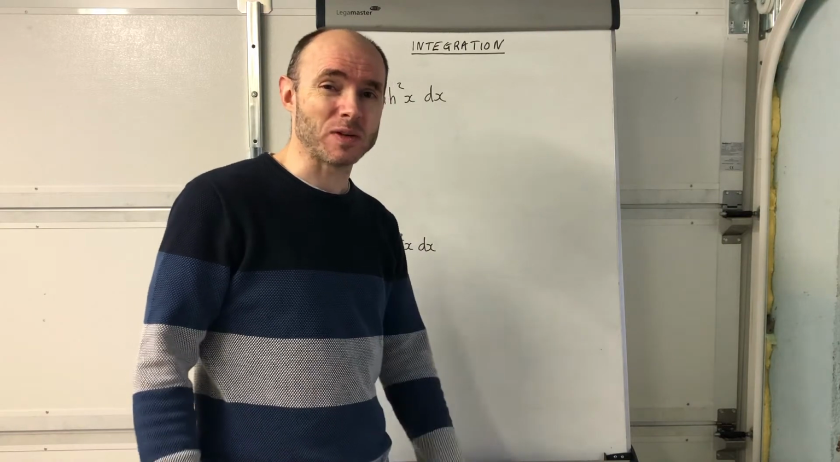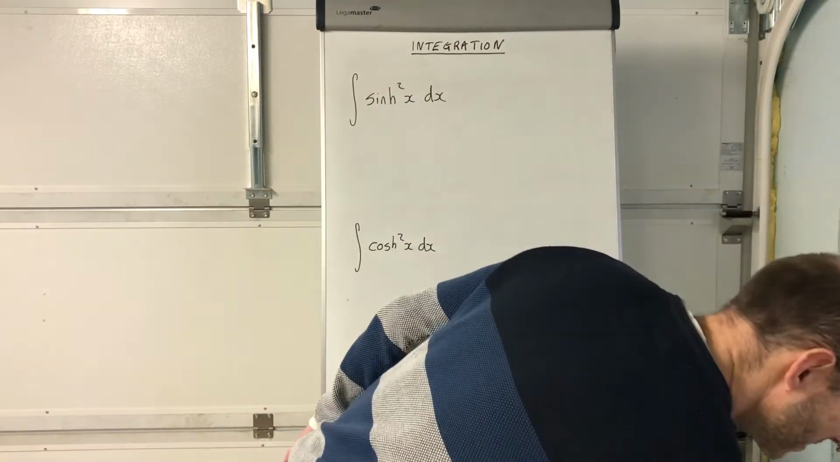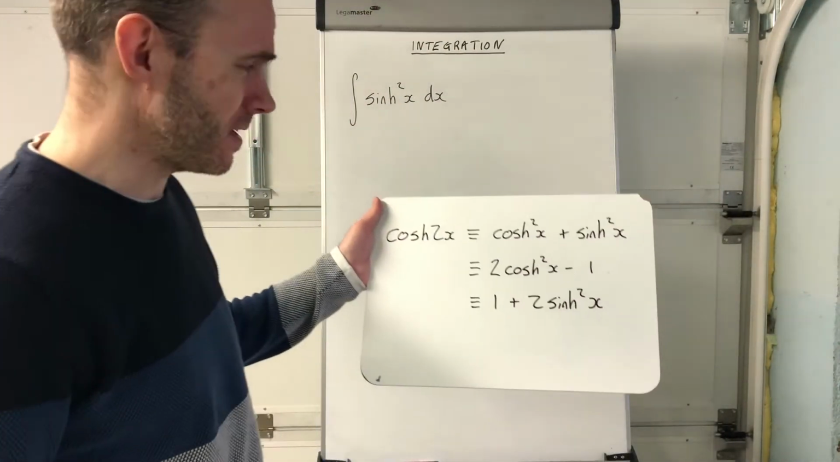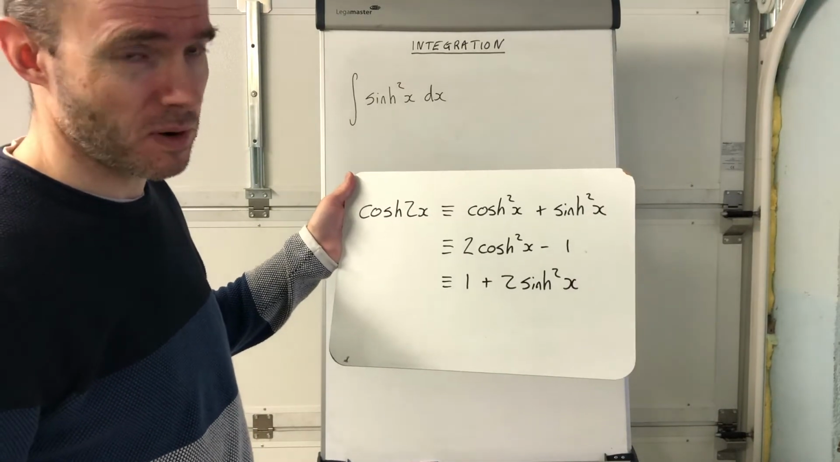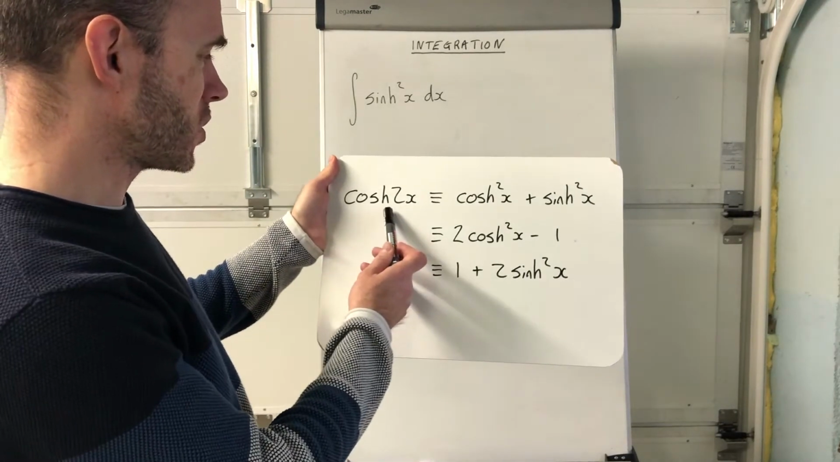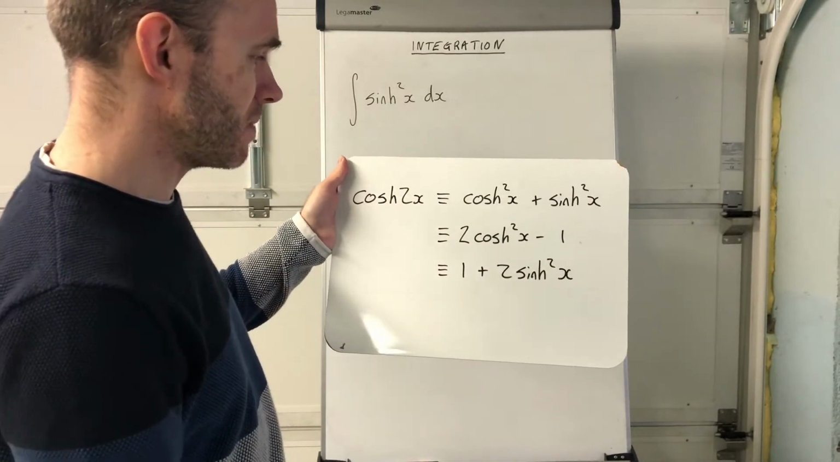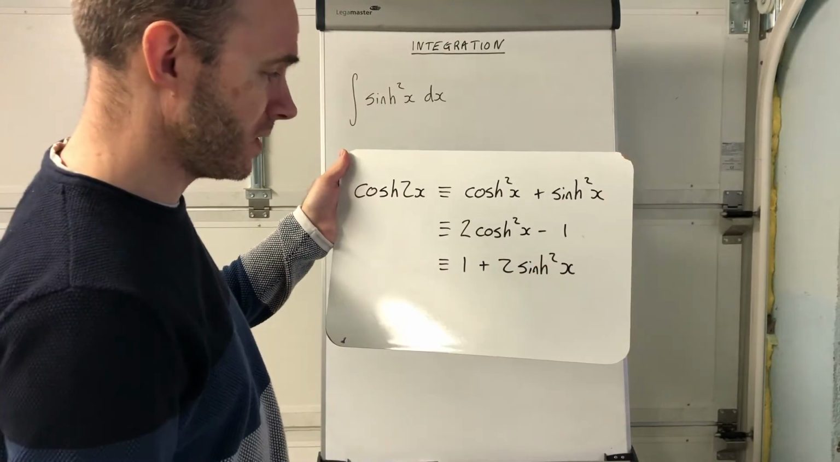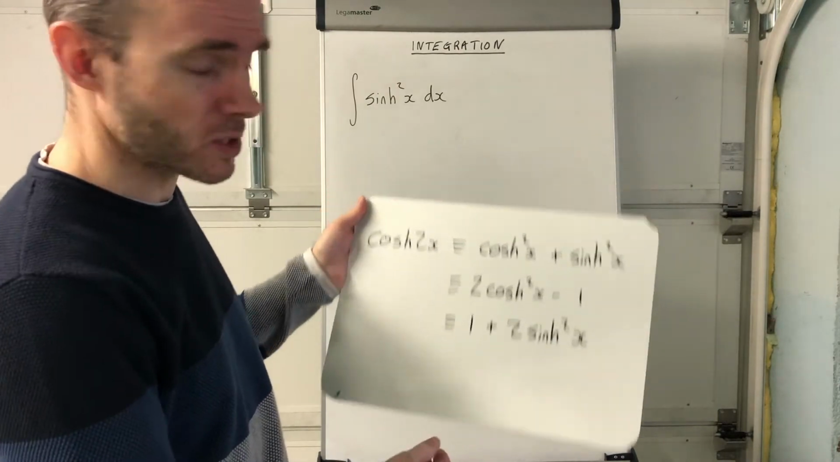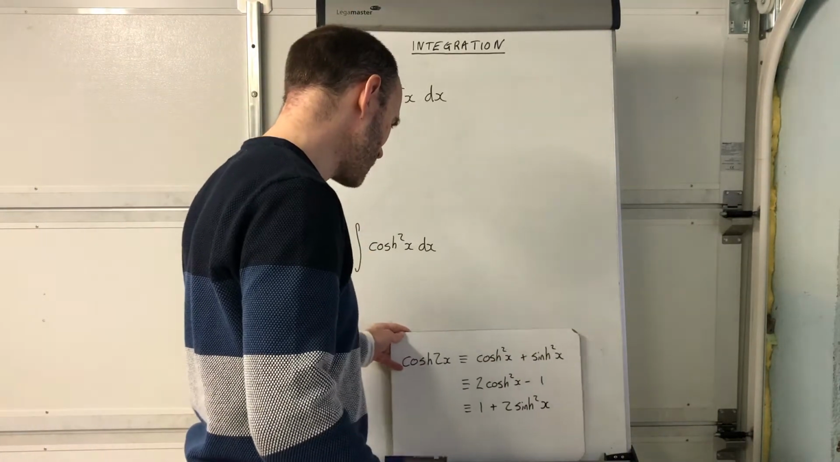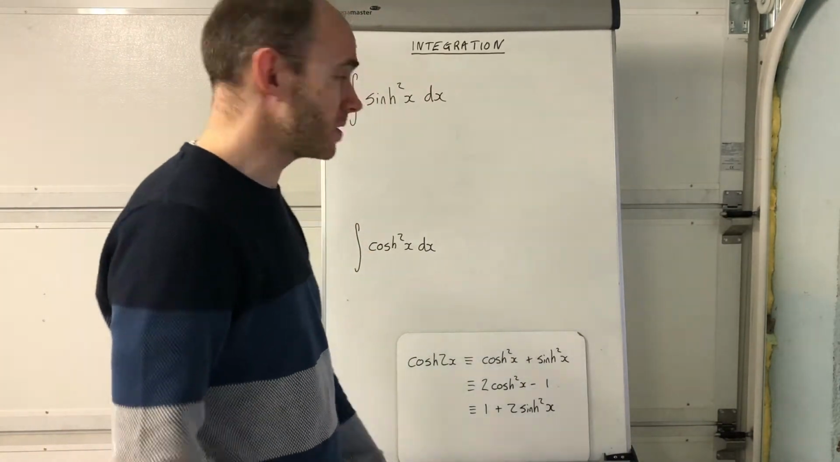You need to know what to do. You need to look at the appropriate identities. So I've written them down for you as a reminder. In the trig identities, you've got cos 2x is cos squared x minus sine squared x, which is the same as 2 cos squared x minus 1, which is also the same as 1 minus 2 sine squared x. You just need to know which ones of those you're going to use for each case.